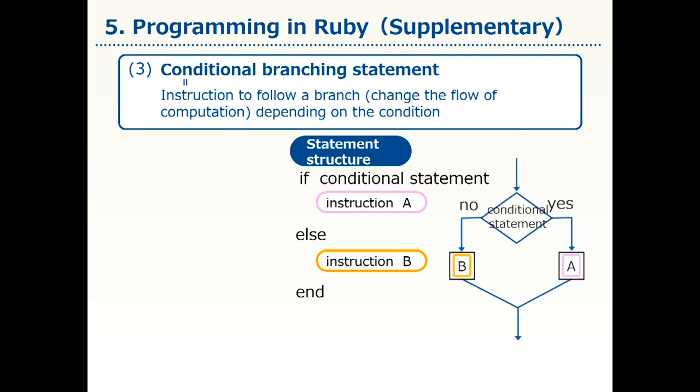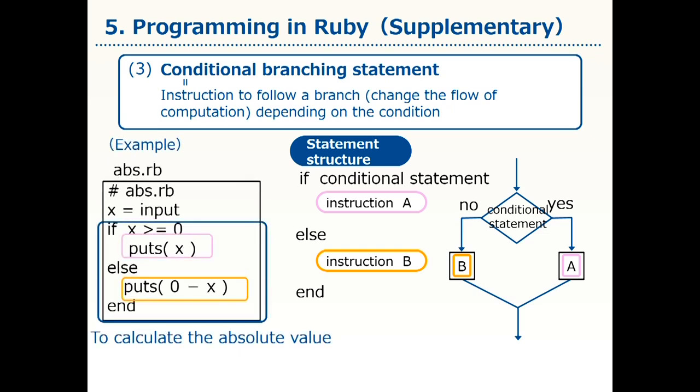Graphically, the flow of computation looks like this. For example, in this program, when the condition is met, execute the pink part of this command puts, and if not, execute the dark red part. Thus, this program computes the absolute value of the input integer given to the variable x.